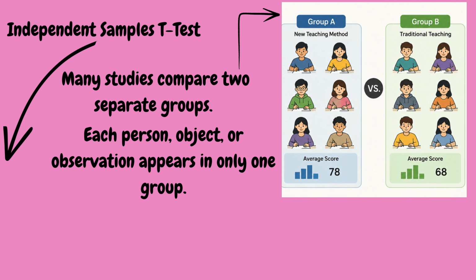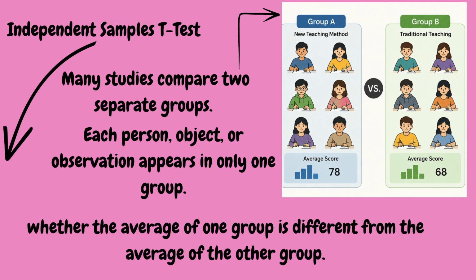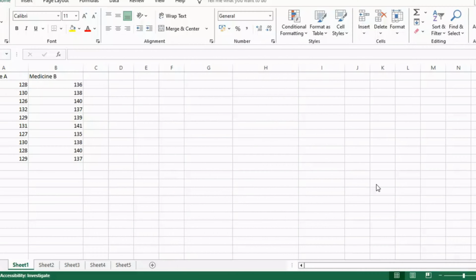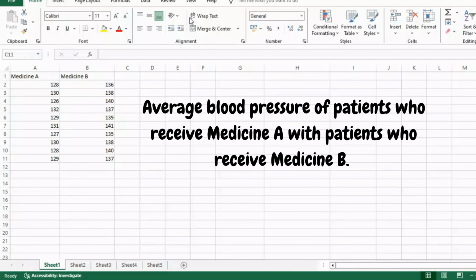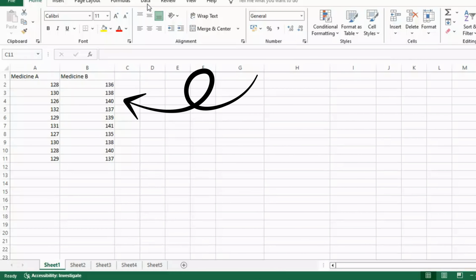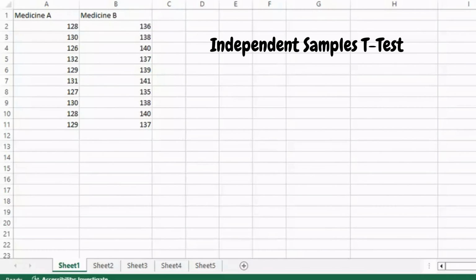The purpose of this test is to find out whether the average of one group is different from the average of the other group. If your research compares the average blood pressure of patients who receive medicine A with patients who receive medicine B, each patient receives only one medicine, so the two groups are separate. In this case, you would use an independent samples t-test.